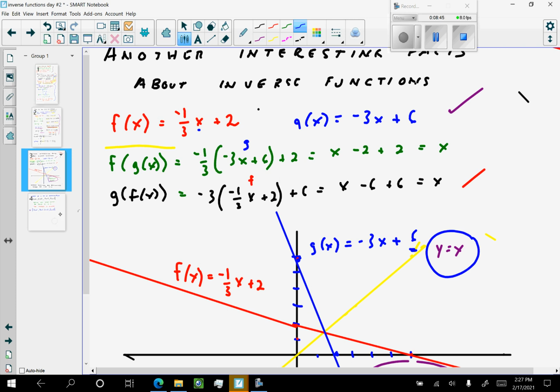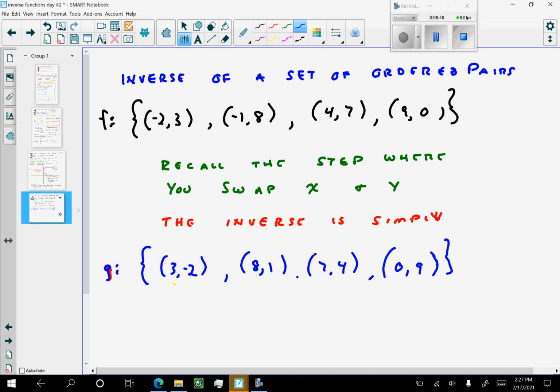Okay, one more type right here. Number 4, the inverse of a set of ordered pairs, pretty darn easy right there. Here I have f, a set of ordered pairs: negative 2, 3; negative 1, 8; 4, 7; 9, 0. And remember that step where you swap the x's and y's? Finding the inverse is super easy.